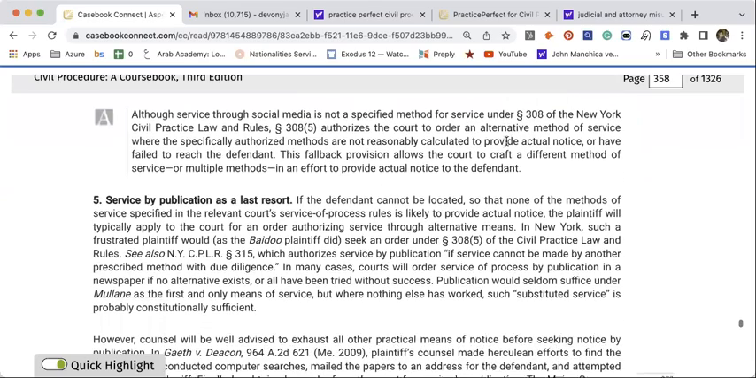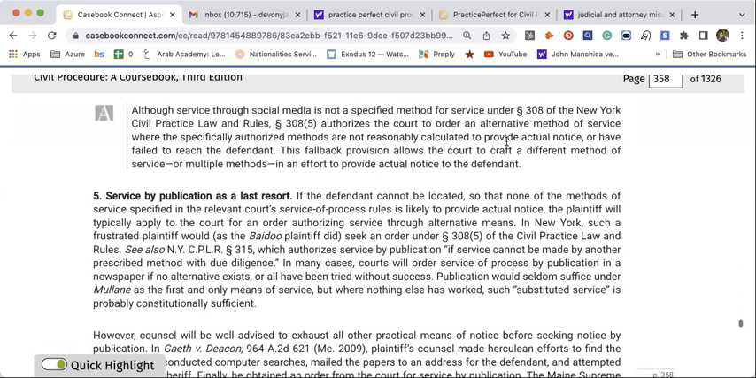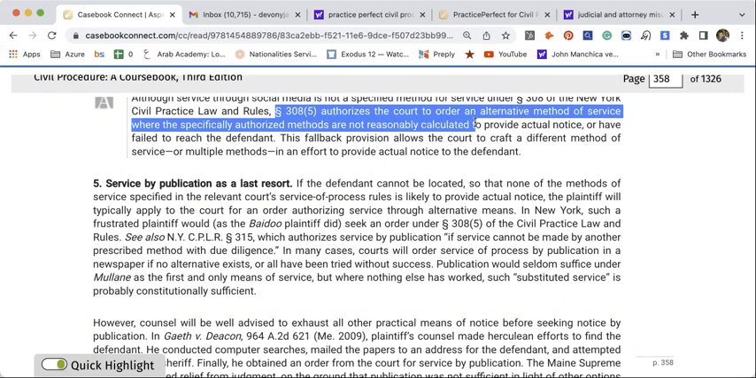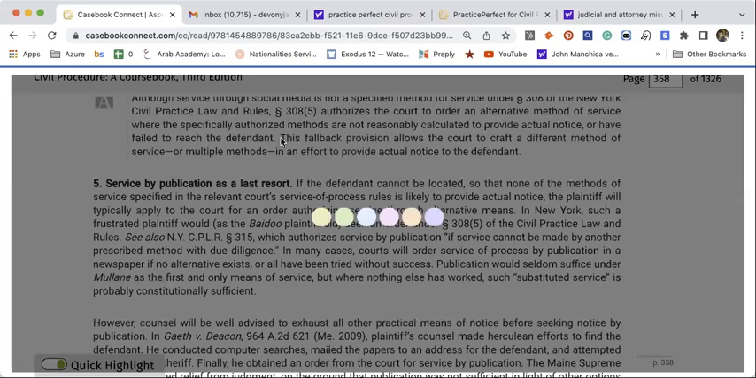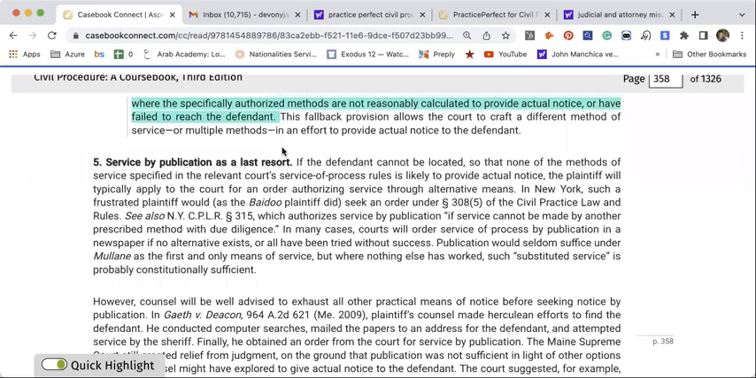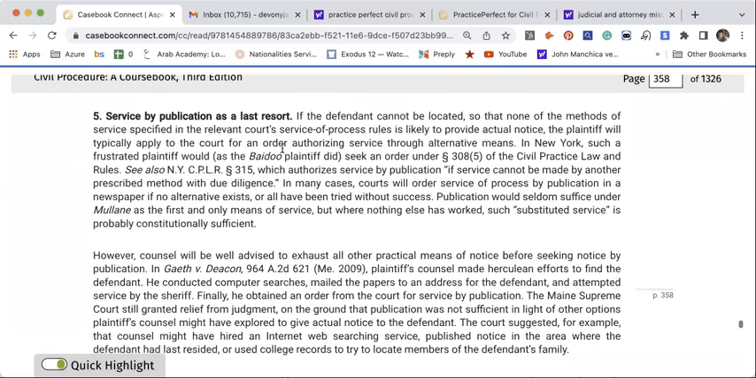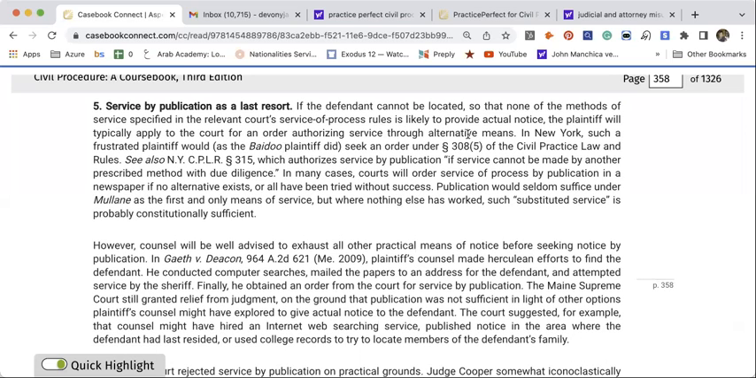Although service through social media is not a specified method of service under Section 308, the New York Civil Practice Law and Rules, CPLR 308, authorizes the court to order alternative methods of service where the specifically authorized methods are not reasonably calculated to provide actual notice or have failed to reach the defendant. This fallback provision allows the court to craft different methods of service, or multiple methods, in an effort to provide actual notice to defendants. Service by publication is the last resort if the defendant cannot be located, so that none of the methods of service specified in the relevant court's service of process rules is likely to provide actual notice.